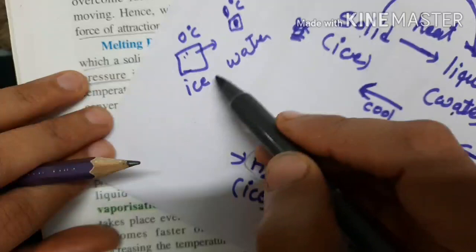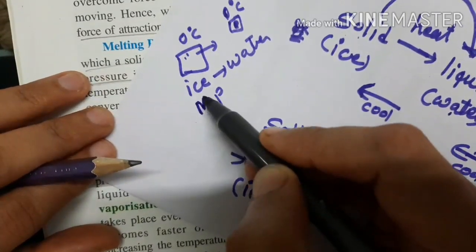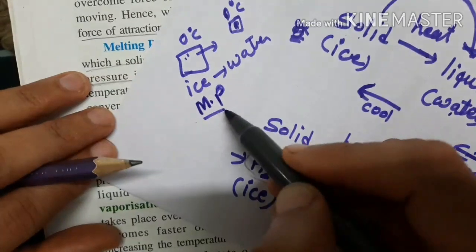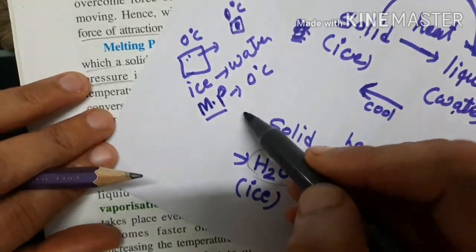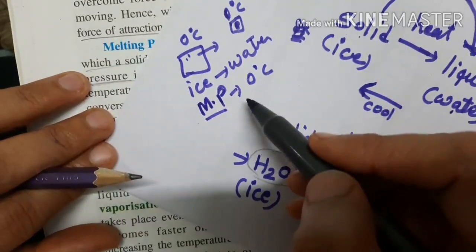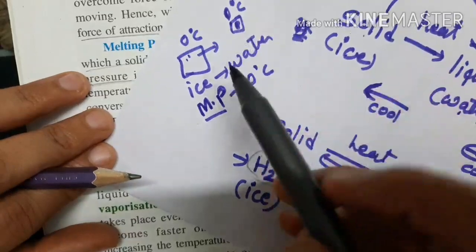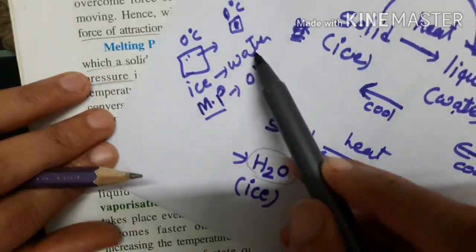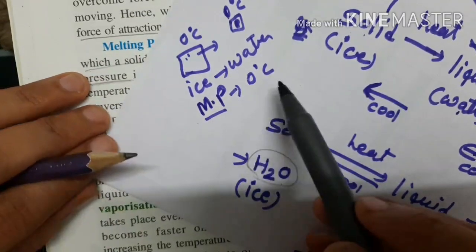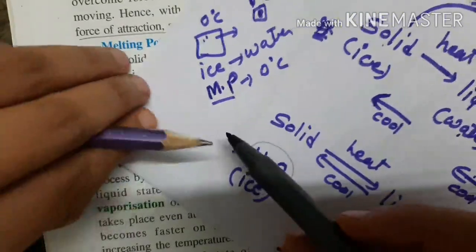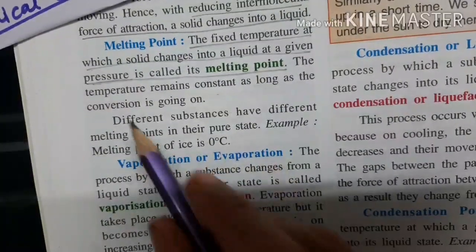So that is why I am writing the ice melting point in short as MP, which means melting point. Ice melting point is 0 degree centigrade. I hope you understand what the melting point is. The fixed temperature at which a solid converts into a liquid is known as the melting point of that solid substance.